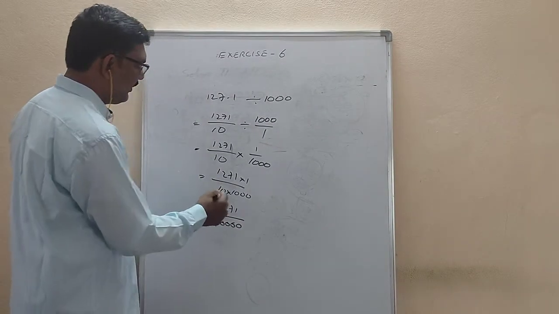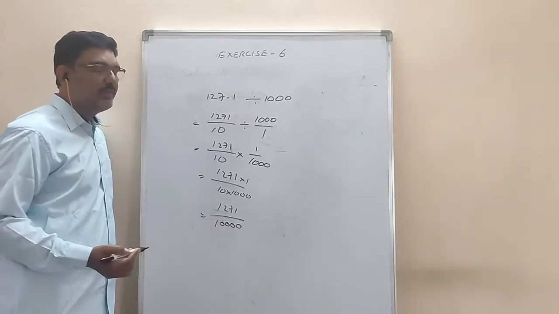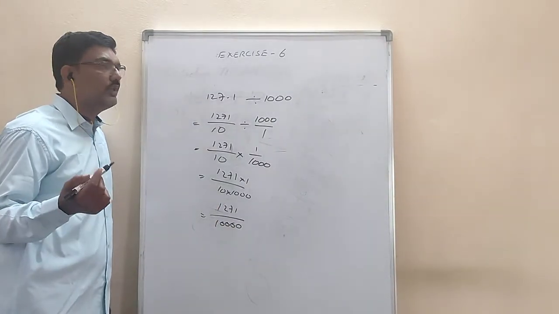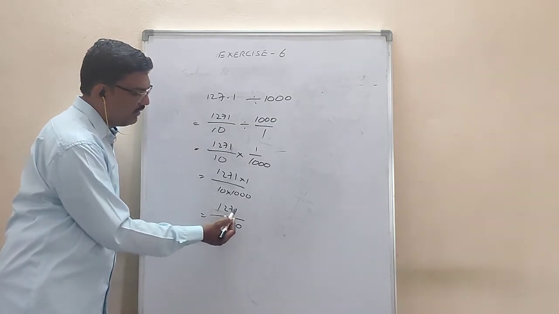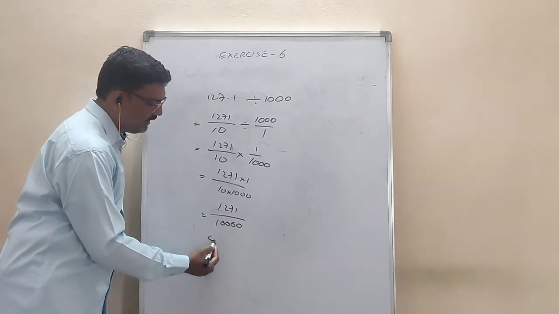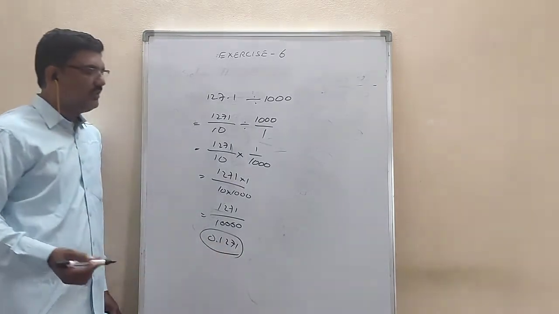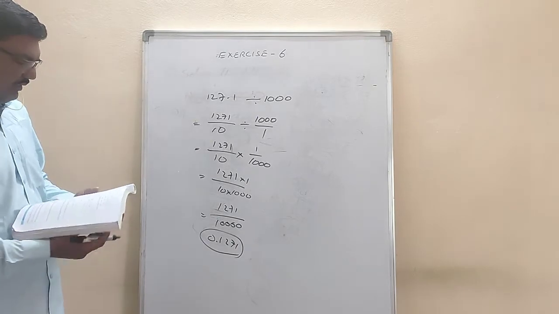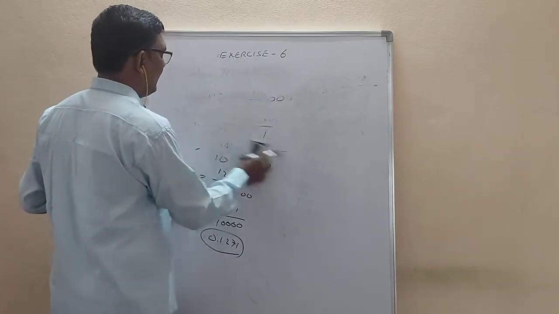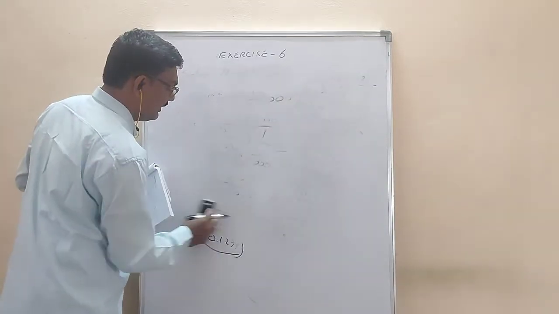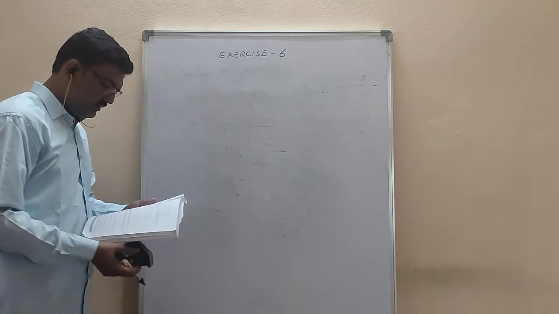Now what you have to do is, you got a rational number. This should be converted into a decimal number. 4 zeros are there, so 4 digits before you have to keep a point. 0.1271 is the answer. Now we have another problem. Remaining, whatever I left in that particular problem, you have to do as homework.